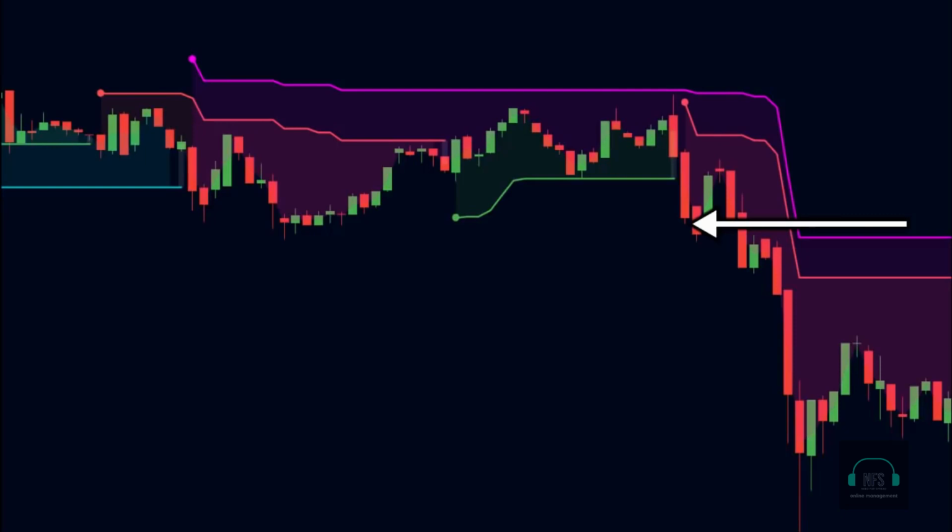We can keep our stop loss above this red line. And we can keep our targets at 1.5:1 risk to reward ratio. As you can see, the price achieved our target with ease.